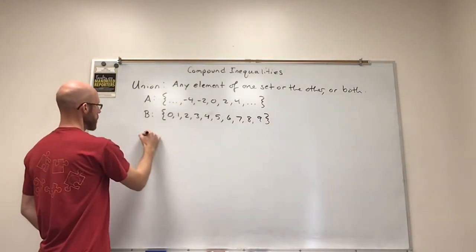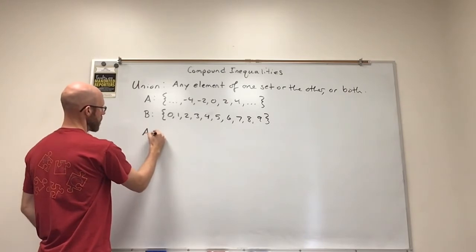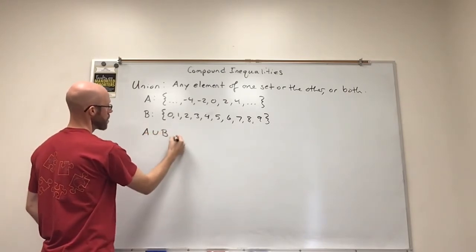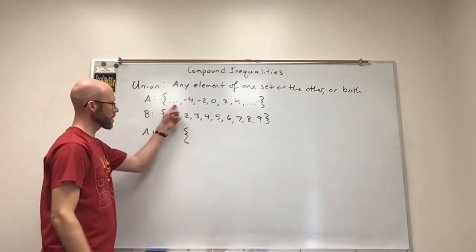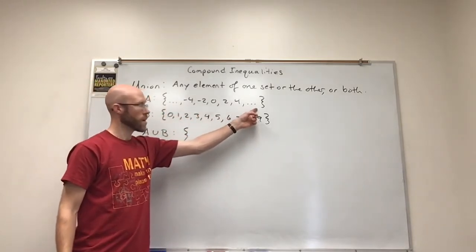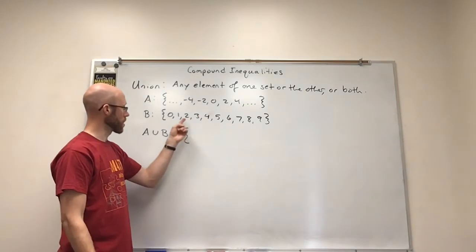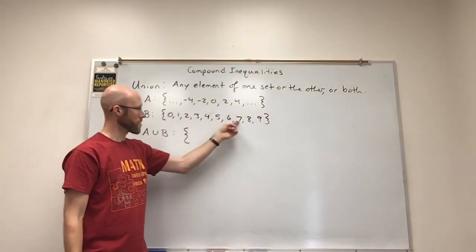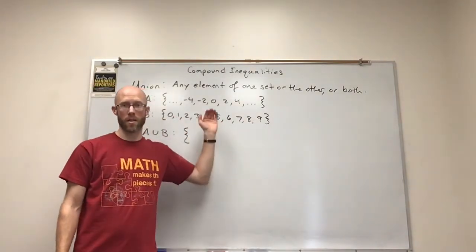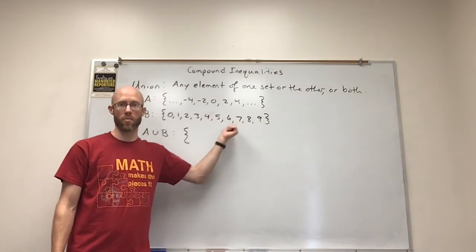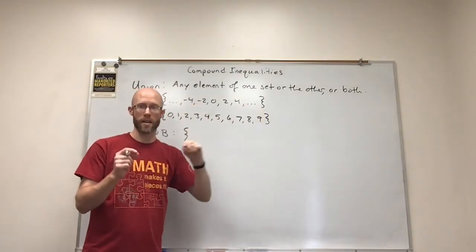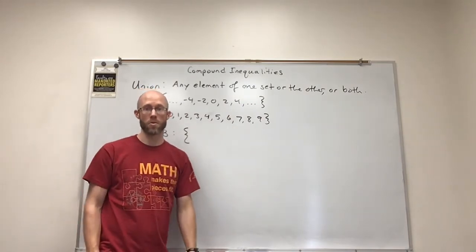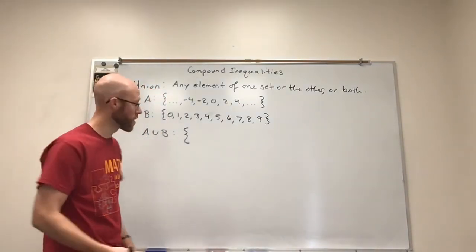The union then, A union B, is all of the even integers, and then we also would be including 1, 3, 5, 7, and 9, right? Because that 1, 3, 5, 7, and 9 are in one set but not the other. So if I take the larger set, include that, and then pull out all the extra numbers from the other one, that should give us the union.